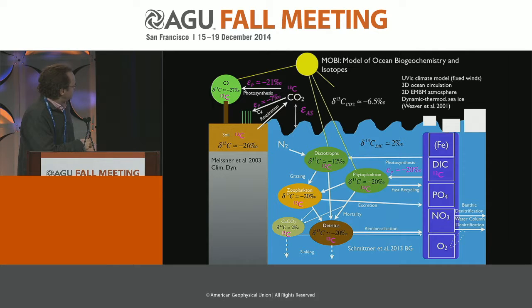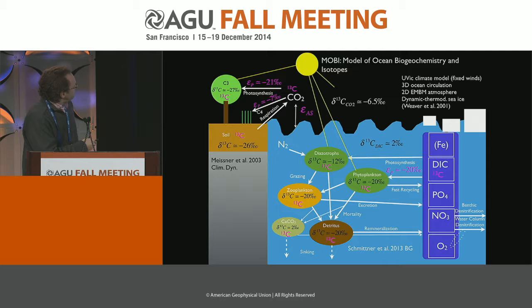This model has been described in the 2013 biogeochemistry paper, and it has been well validated. We've compared this extensively with observations. I have convinced myself that this model is consistent with the modern distribution of C13 in the ocean, for example.